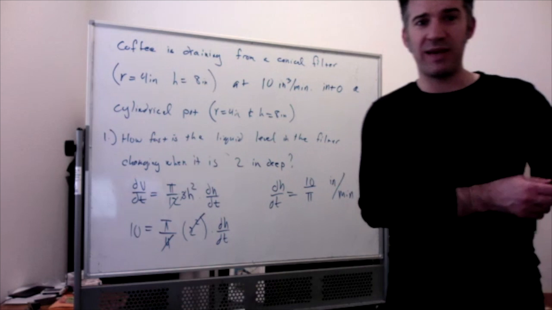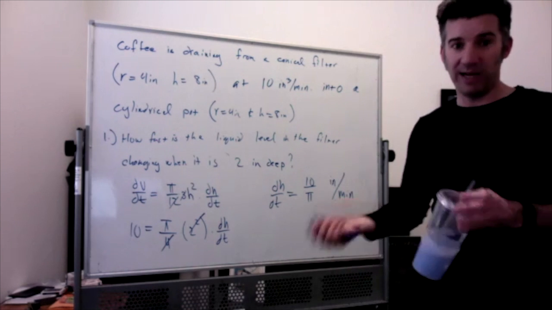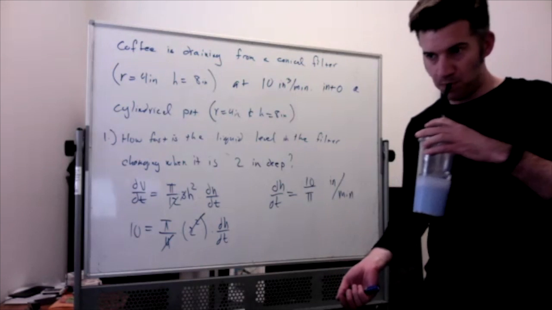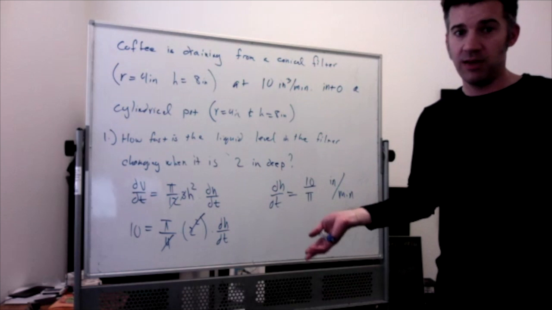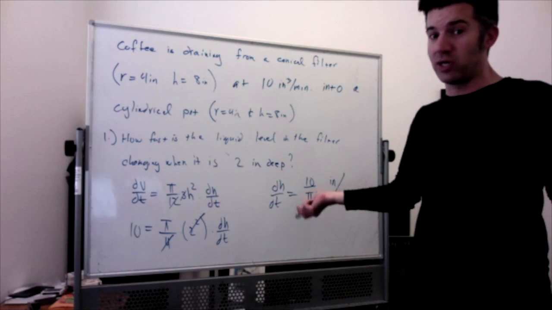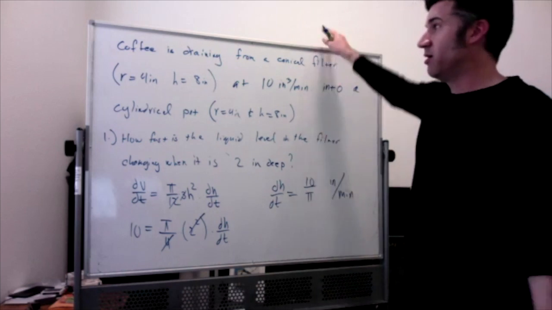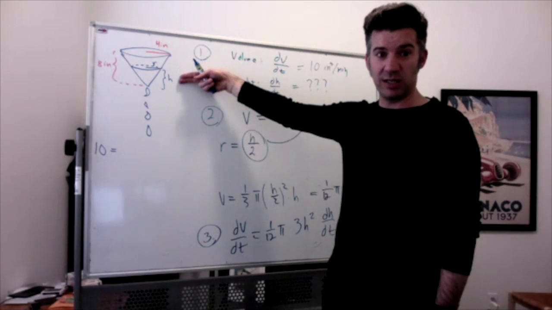Now I want to talk about why my answer is just a tiny bit wrong. Or depending how I write the answer, it's wrong. If I just said dH/dt is 10 over pi inches per minute, that's wrong, because that's saying that my height is increasing at 10 over pi inches per minute. But I know that the height of my water is decreasing.